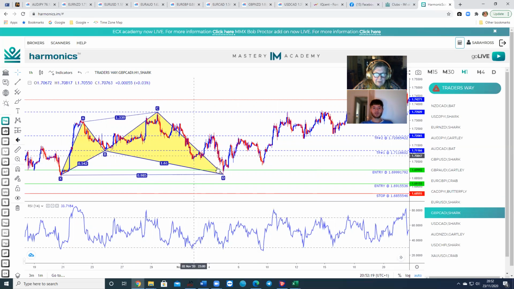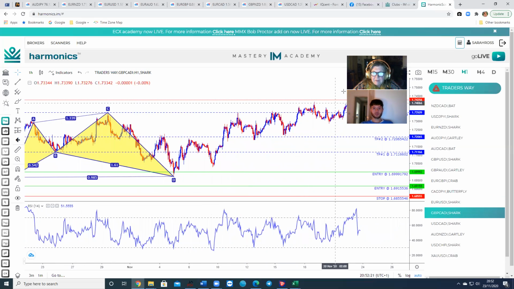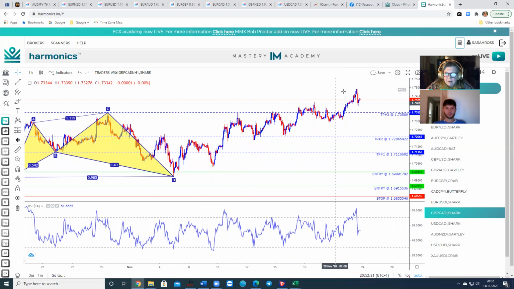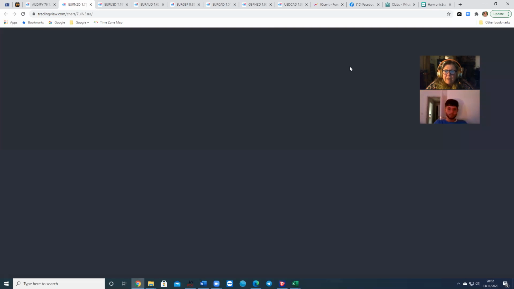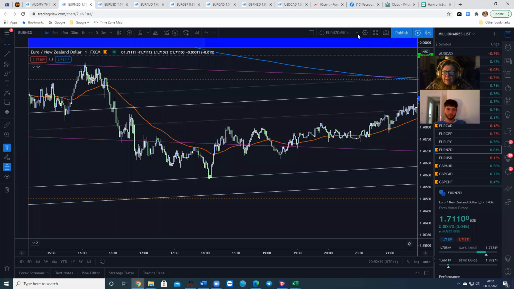So this is GCAD. It was a shark, but the scan did complete very nicely. You see, some nice moves there. We could have a look at GCAD. Do GCAD. I don't think I've taken any trades on this recently.